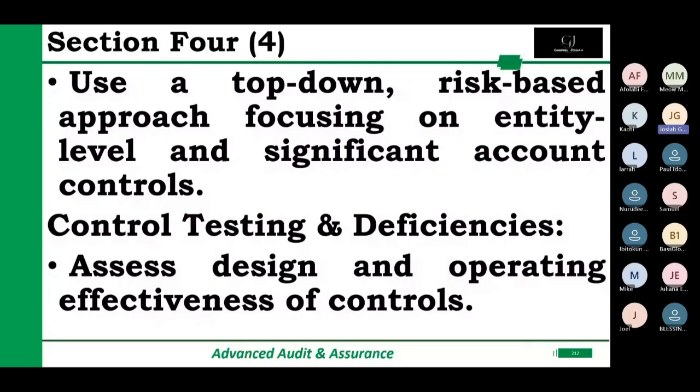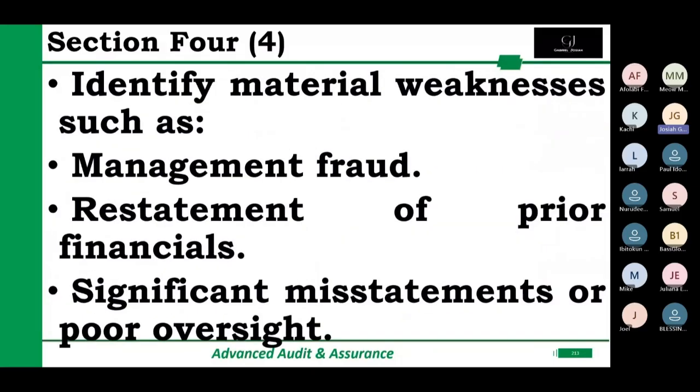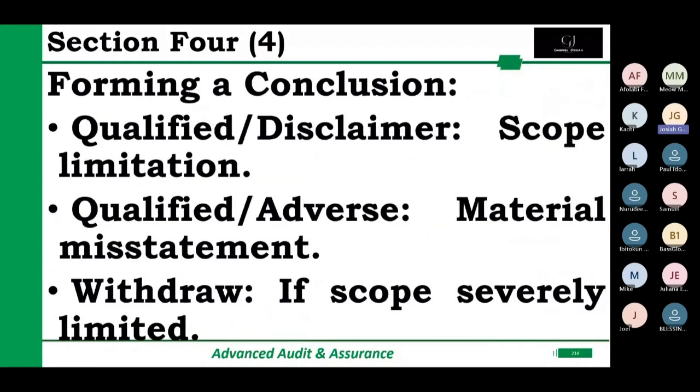So control testing and deficiencies, around assessing the design and operational effectiveness of the internal controls, is the task the practitioner is faced with. Also, identifying material weaknesses such as management fraud, restatement of prior period financials, significant misstatements or poor oversight are areas of review in the ICFR.